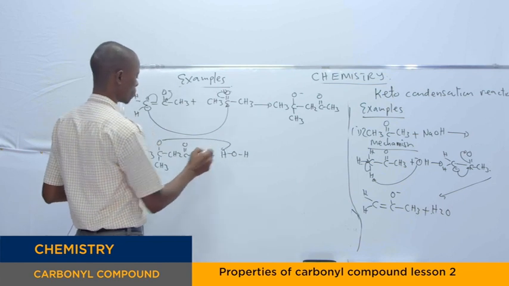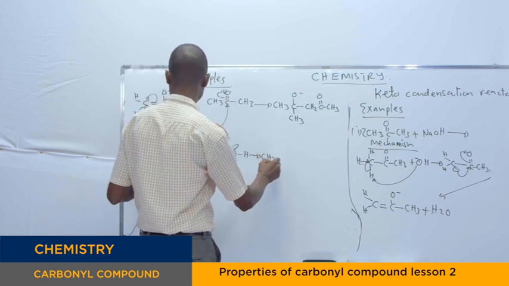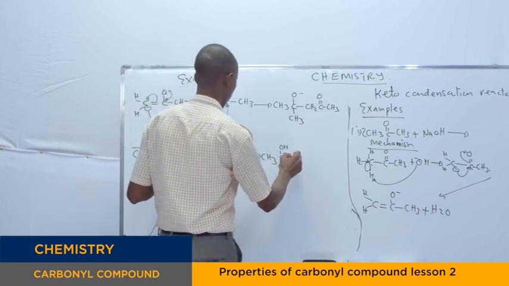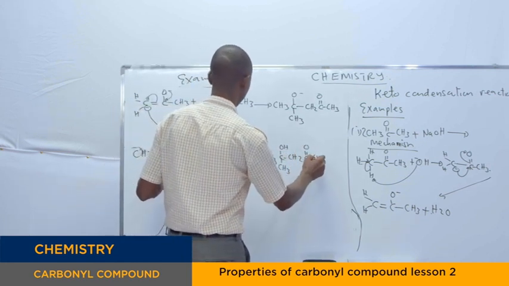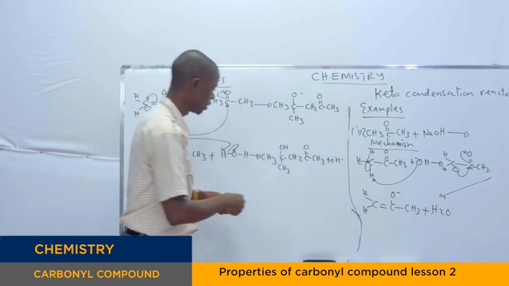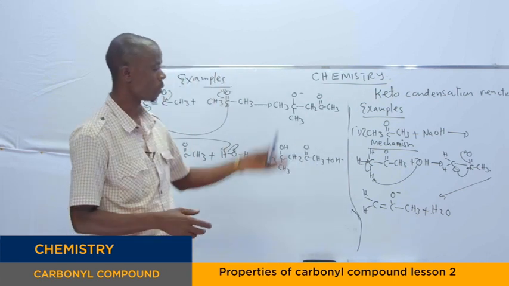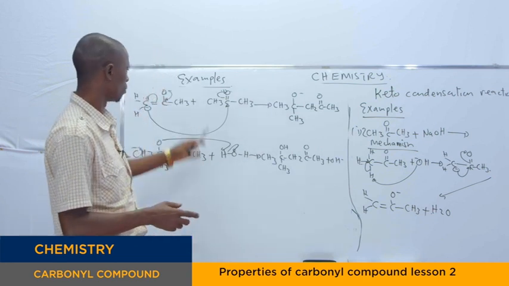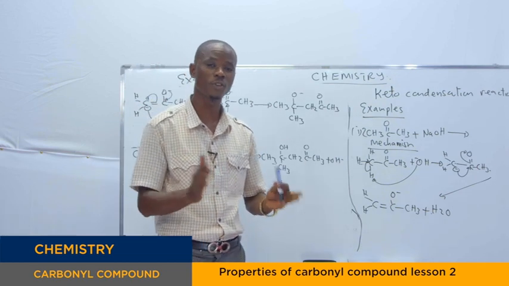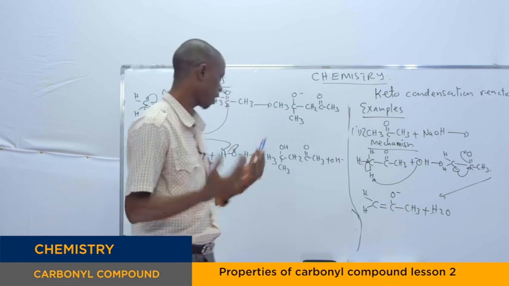Now, this will attack this proton, and the electron moves to this one. We are going to form this product. So you can see, my dear student, this compound which is formed contains both the hydroxyl group and a carbonyl group. That is about aldol condensation. So this is about aldol and keto condensation reaction for those carbonyl compounds with alpha hydrogen atoms.